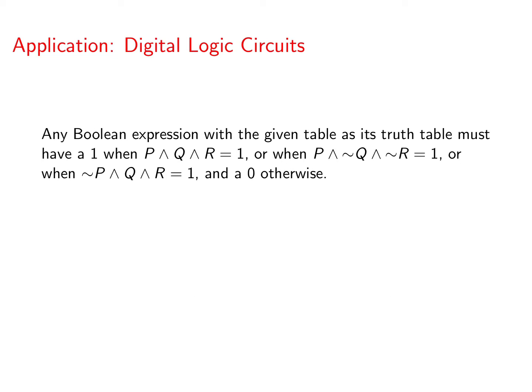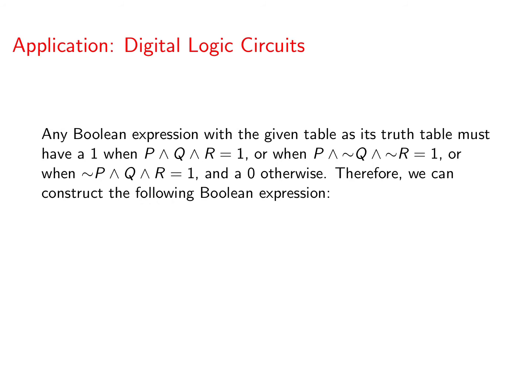So what we want is to take any Boolean expression that'll give this table as its truth table, and so we need to have a 1 whenever p and q and r equals 1, or when p and not q and not r equals 1, or when not p and q and r equals 1, and we want an output of 0 otherwise. Well, that leads us pretty obviously to this Boolean expression, where we take all of those ands and then we or them together, because we want a 1 when any one of those is 1.